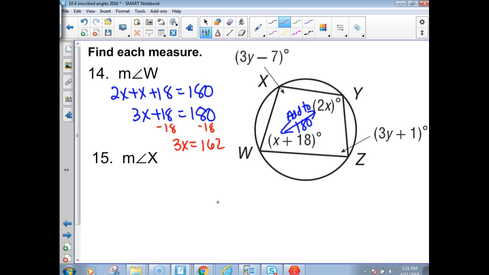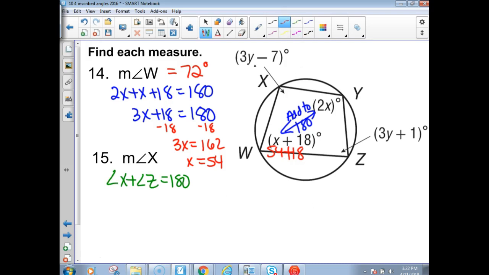Okay, so what did you get? 54? All right, now it said to find angle W. So we're going to need to do 54 plus 18, and that's 72, isn't it? Okay, now to find x, we are going to have to use the fact that angle x plus angle z equals 180, and I'm writing that real loosely where it should be the measure of angle x plus the measure of angle z is 180.